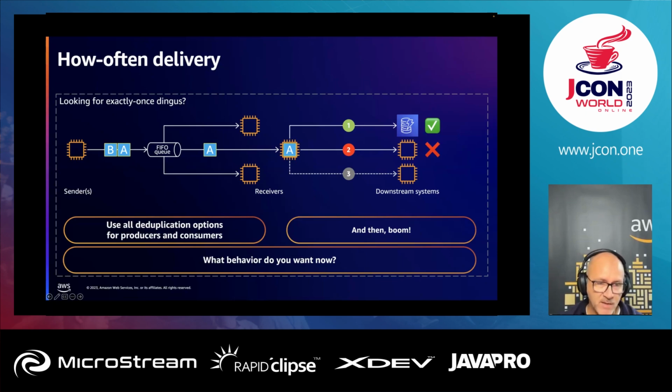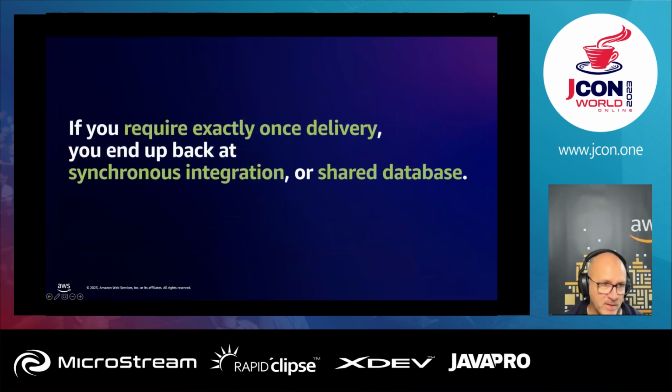Now, the question you need to answer for yourself is, what behavior do you want now? Do you want to be super strict and exactly once delivery? Then you would say, okay, forget about that message. I don't want to have my messaging system redeliver that message for another attempt. Or do you want to face reality? And obviously, you need to have this message redelivered to process it afterwards, maybe after you have fixed your code on the second system here. And there's one insight again that you can derive from that. If you require exactly once delivery, you end up back at synchronous integration or shared database.